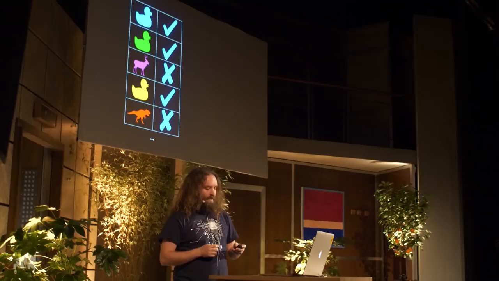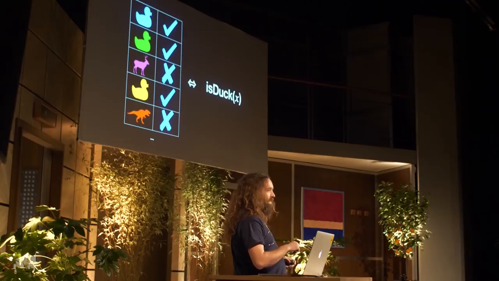And in the right column, we have a true or a false, whether it's a duck or not. Now, I can very simply write a function that looks up in that table whether the right column is true or false for a given object. I've got a function that returns true for every duck in the universe and false for everything else. Now that I've got this signature and this behavior for this function, I can change the implementation.